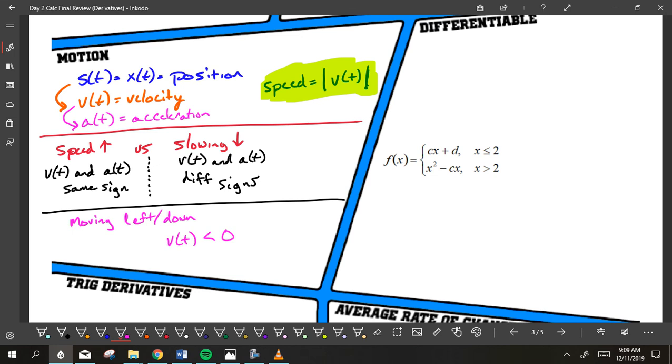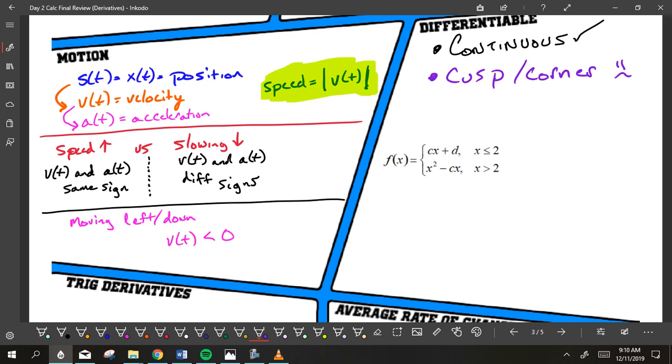Differentiable. If I'm telling you something is differentiable, what is true about it? It has to be continuous. It's got to be continuous if you're differentiable. What would be true about a graph if it were not differentiable? A cusp. Cusp is a fancy word for corner. So a cusp or corner is bad.